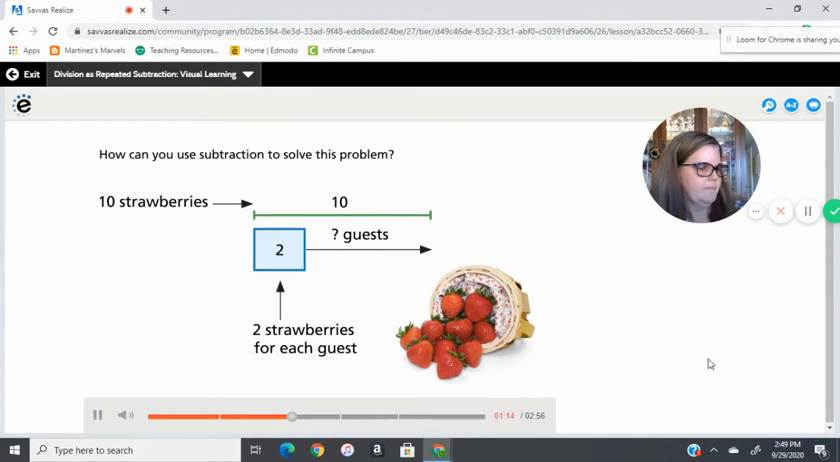How can you use subtraction to solve this problem? Okay, so let's think about that. How could we subtract if we have 10 total strawberries and we're going to pass out 2 to each person? How would we subtract that?